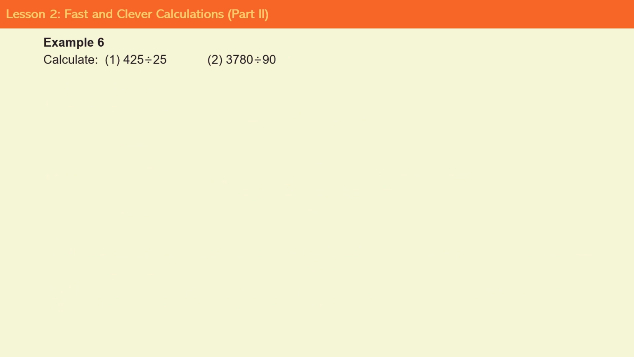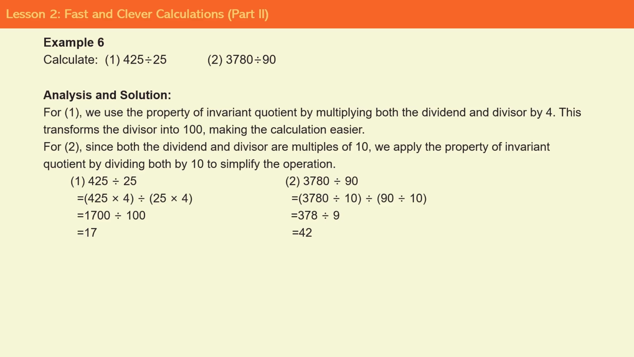Example 6. Calculate 425 divided by 25, 3780 divided by 90. For question 1, we use the property of invariant quotient by multiplying both the dividend and divisor by 4. This transforms the divisor into 100, making the calculation easier. For question 2, since both the dividend and divisor are multiples of 10, we apply the property of invariant quotient by dividing both by 10 to simplify the operation. The answers are 17 and 42.